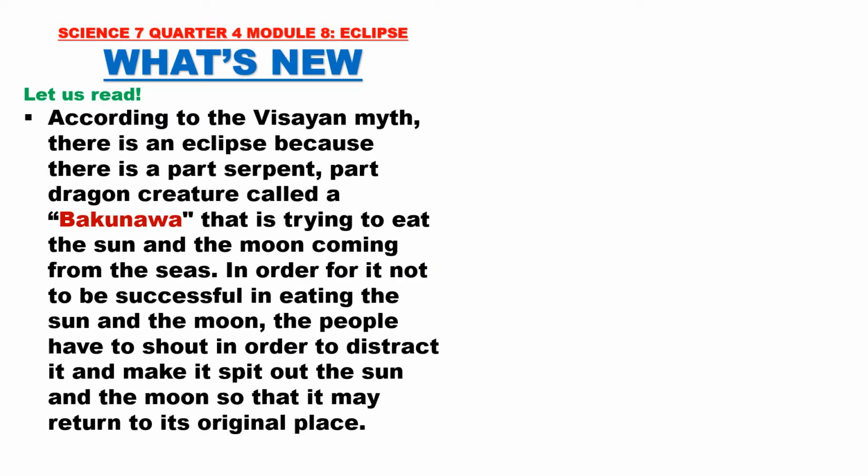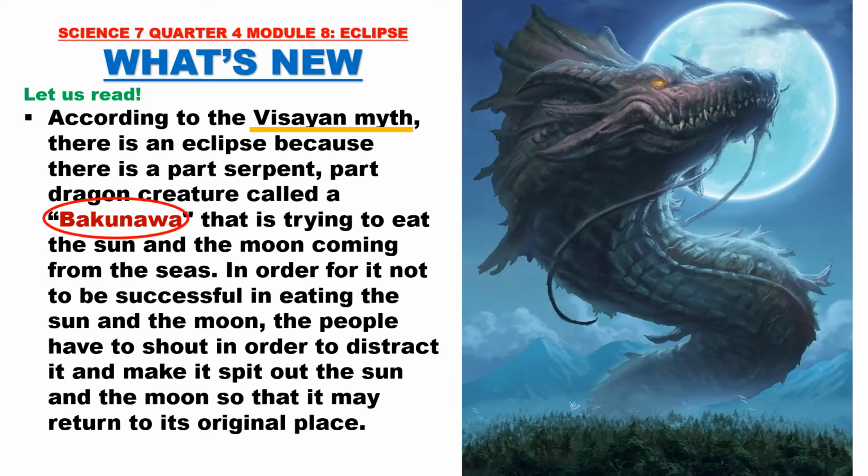What's new? Let us read. According to the Visayan myth, there is an eclipse because there is a part serpent, part dragon creature called a Bakunawa that is trying to eat the sun and the moon coming from the seas. In order for it not to be successful in eating the sun and the moon, the people have to shout in order to distract it and make it spit out the sun and the moon so that it may return to its original place.